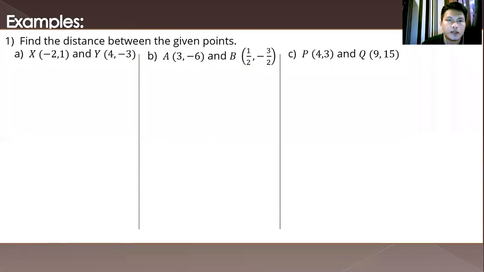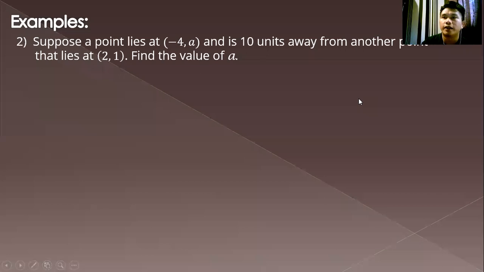Okay, so let's have problem solving regarding the distance formula. So for example, we have here, suppose a point lies at negative 4a and is 10 units away from another point that lies at 2, 1. So find the value of a. Okay, so the first thing that you have to do here is to graph. So tignan natin kung saan natin pwedeng ilagay yung ating negative 4a.